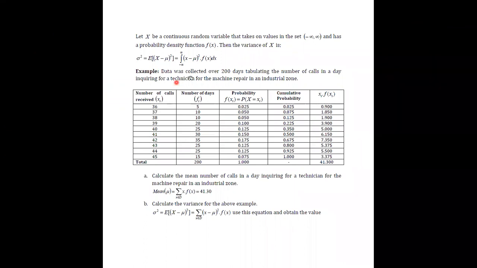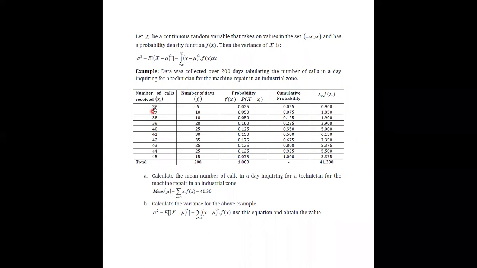Here it says that data was collected over 200 days by tabulating the number of calls in a day for a technician for machine repair in an industrial zone. The first column says the number of calls received per day for a technician for repair, and the second column says the number of such days obtaining this number of calls.